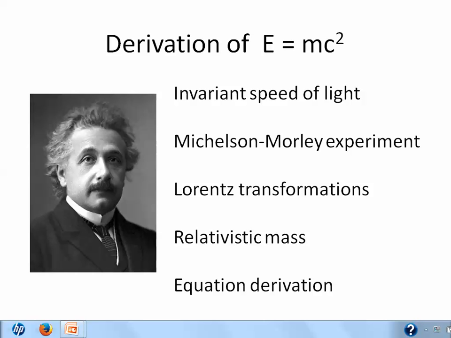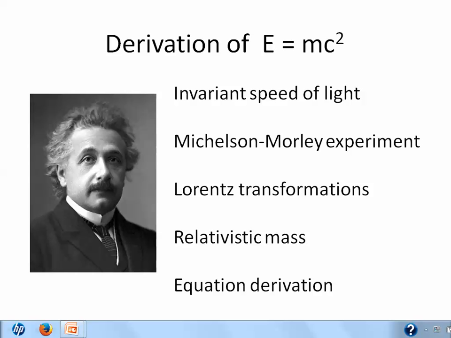This video describes the derivation of the most famous equation in science. In 1905, Albert Einstein published 4 significant technical papers, one on Brownian motion, one on the photoelectric effect, one that became known as his theory of special relativity, and one on the equivalence of mass and energy.